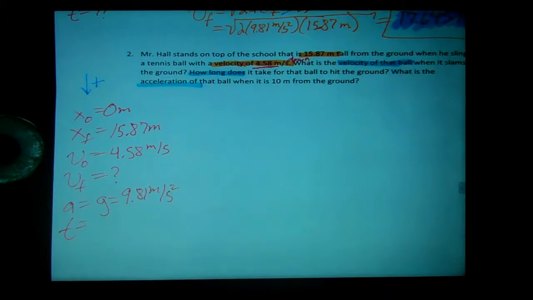Can I ask a question? You can. How come initial position isn't 10 meters, since that's where we're trying to end up, instead of the ground? Because I want you to think through this problem. Okay. What is the acceleration?